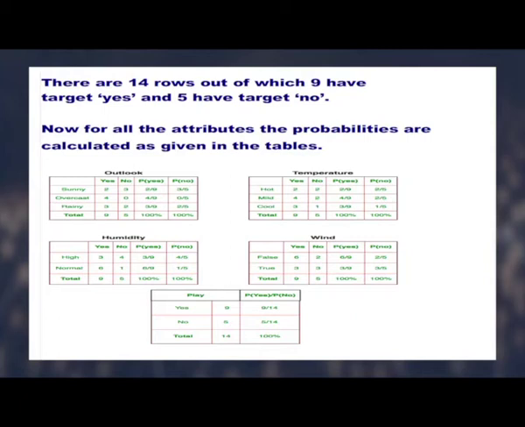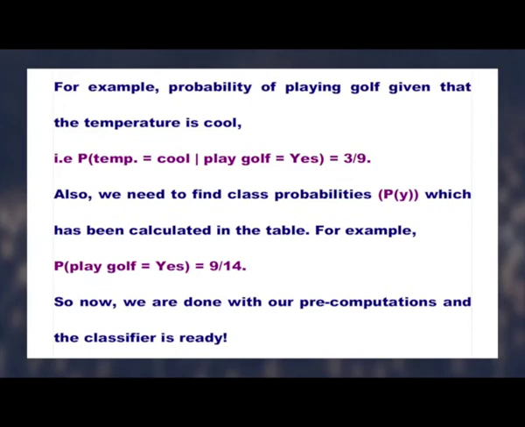Now for all the attributes, the probabilities are calculated as given in the tables. For example, probability of temperature equal to cool given play golf equal to yes is equal to 3 by 9. Also, we need to find class probabilities, probability of y, which has been calculated in the table. For example, probability of play golf equal to yes is equal to 9 by 14. So now we are done with our pre-computations and the classifier is ready.